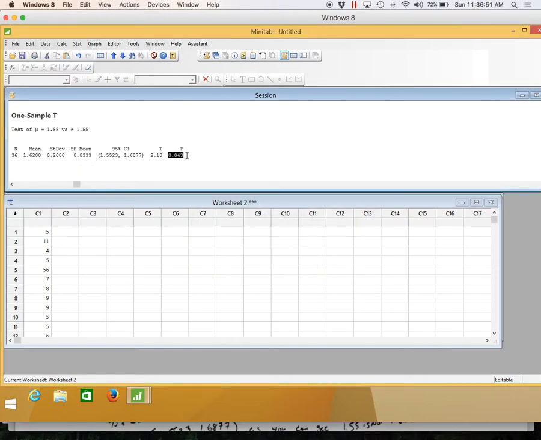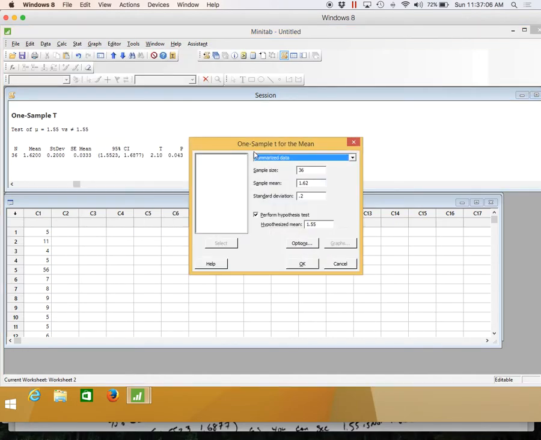Okay, so here you can see, something about this doesn't seem right. Did I mess something up? Let me have a look again. 36 is the sample size. Standard deviation 0.2. Oh, the hypothesis wasn't 1.55, it was 1.5. There we go. Okay, sorry about that.